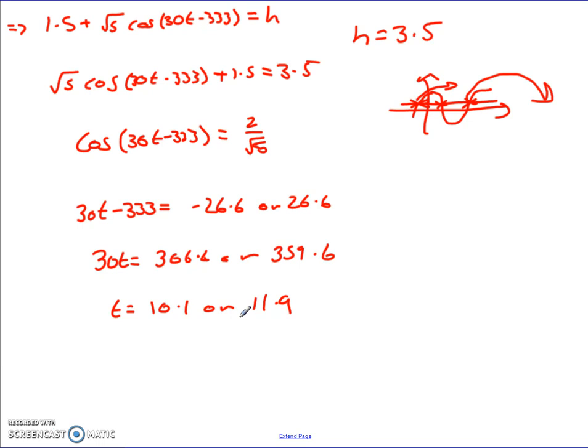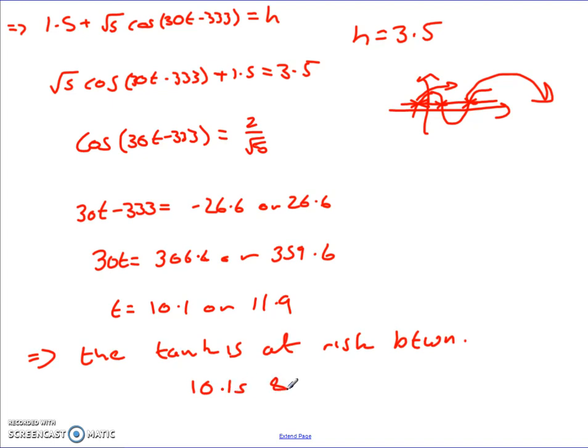Well, what I now have to do is put that back into my scenario. So what I can then say is, therefore, the tank will overflow. So the tank is at risk between 10.1 seconds and 11.9 seconds. So the tank is at risk for the first time between those two times.